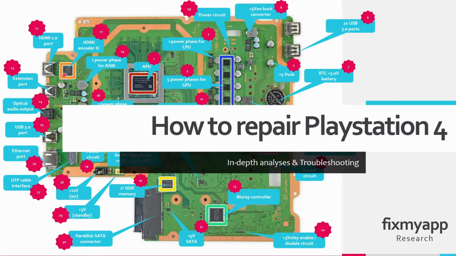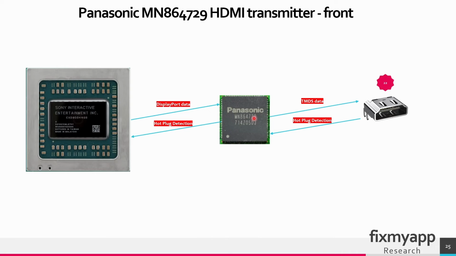The HDMI encoder chip is located in region 21. So this is the encoder chip. This is the HDMI port, and this is the APU. This chip is called an MN864729. There is no datasheet available. This chip is used as a bridge between the GPU and the HDMI output.